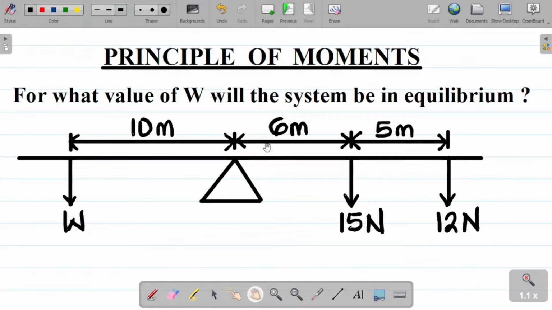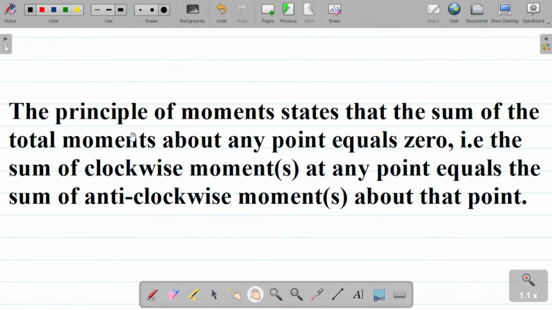In this video, we'll be discussing the principle of moments, and we'll be using this principle to solve a particular problem in physics. But before we go into the problem, what exactly is the principle of moments, or what does it state? The principle of moments states that the sum of the total moments about any point equals zero.